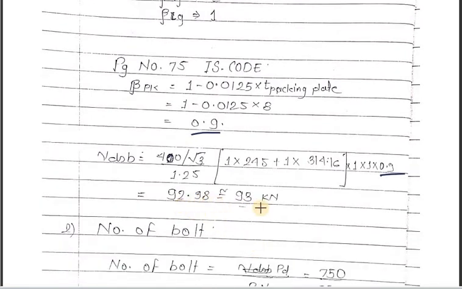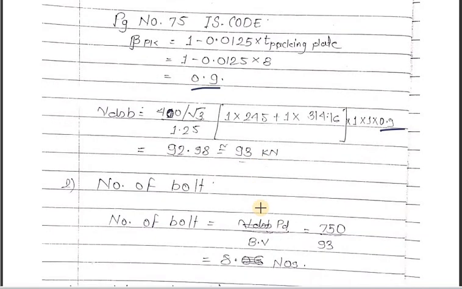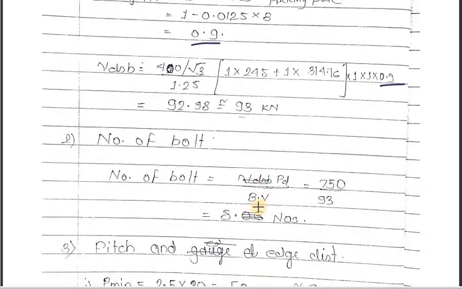It comes to be 93 kilonewtons. That means, the number of bolts required. How to find out the number of bolts? This is nothing but the factored load, the load taken by the plates which has been given. The factored load divided by the bolt value. The bolt value is 93, so 750 divided by 93, both are in kilonewtons.